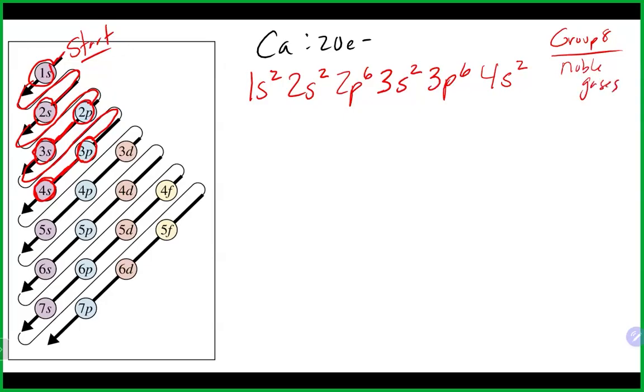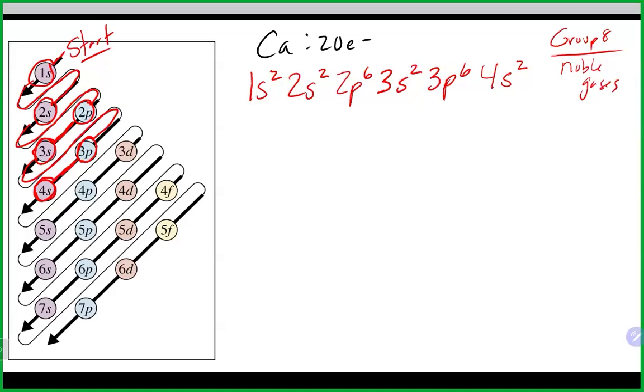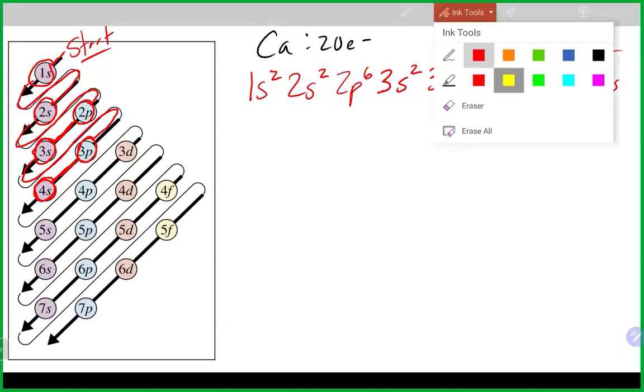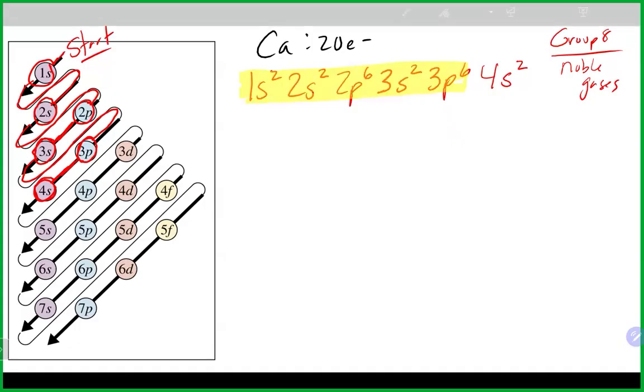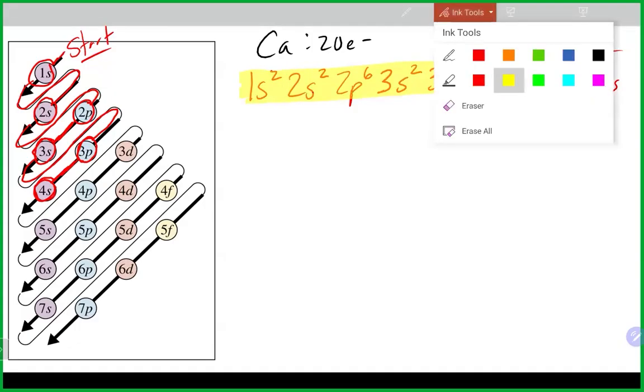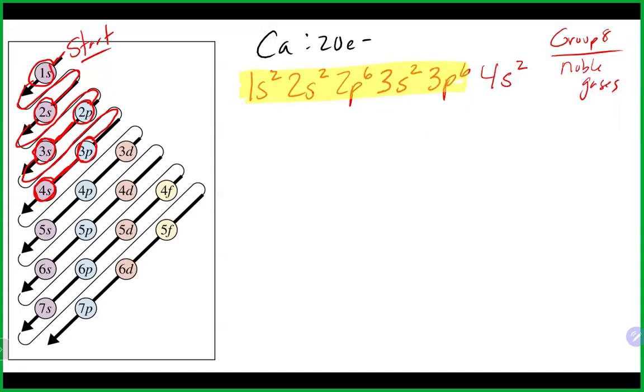And when we look at the electron configuration, for example, for calcium that we just wrote, if I look just through here, how many electrons is that again? That is 18 electrons. And who on the periodic table is number 18?